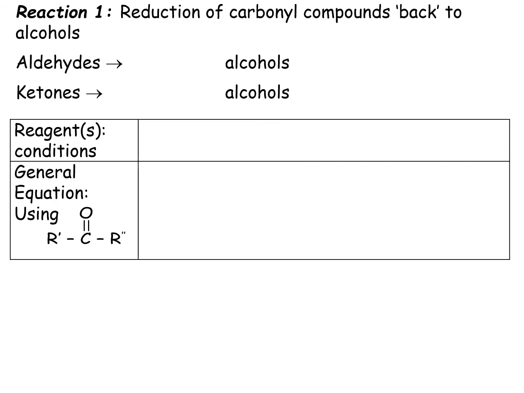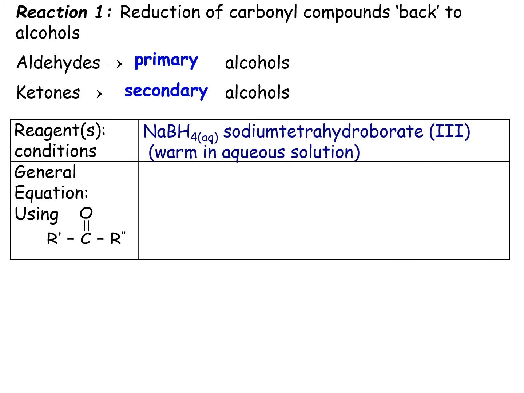So our first reaction of carbonyl compounds here then is called reduction. So reduction of carbonyl compounds back to the alcohol. So if you start with an aldehyde, you're going to get a primary alcohol, and if you start with a ketone, you're going to get a secondary alcohol. So the reagents then, we've got this NaBH4, that's our new reagent, it's a reducing agent. And the name there, well, I said sodium borohydride. It's also known as sodium tetrahydroborate(III).